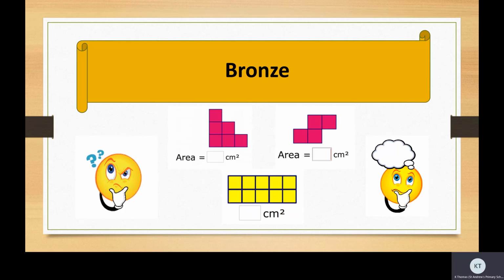The bronze task asks you to calculate the area of the shapes by counting the squares. Look carefully. Remember, the answers are recorded in centimetres squared. It's really important that you include that in your answer. You must include the unit that you are measuring in, and in this case it is centimetres squared.